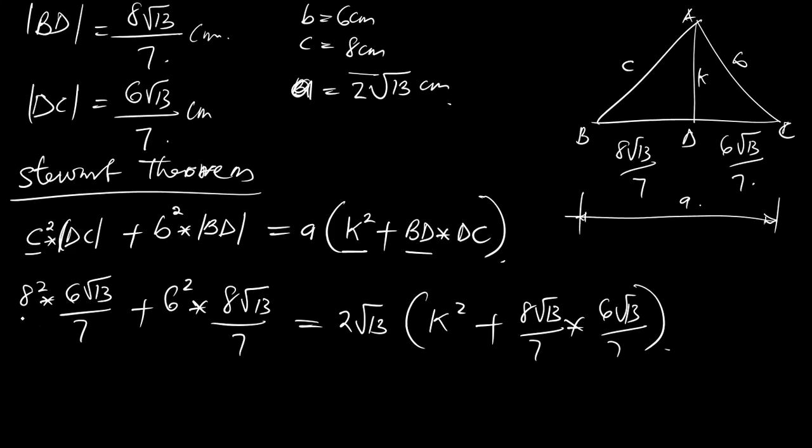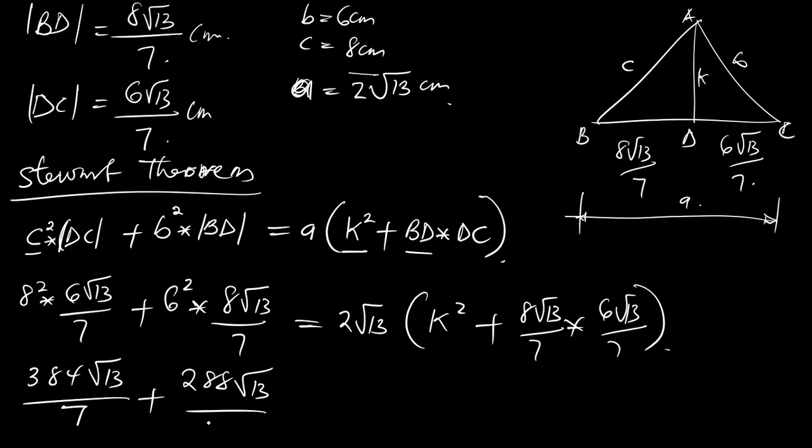Now we'll use our calculator. 8 squared is 64. 64 times 6 will give us 384 root 13 all over 7, plus 6 squared is 36. So 36 times 8 will give us 288 root 13 all over 7. It's equal to 2 root 13.